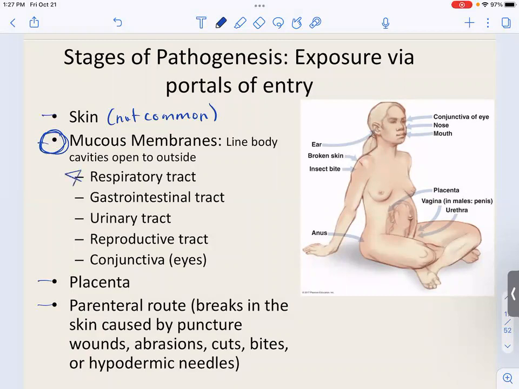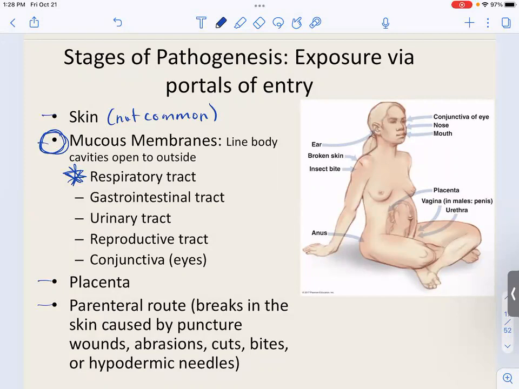The most common portal of entry by far here is the respiratory tract. Our other mucous membranes have a kind of flushing action of fluids. Like in our urinary tract, urine flushes out microbes. We have cilia in our respiratory tract, but that's maybe not quite as good. I'm going to talk more about that again. Placenta, not common. There are some pathogens that can penetrate through the placenta, but it's kind of a short list.